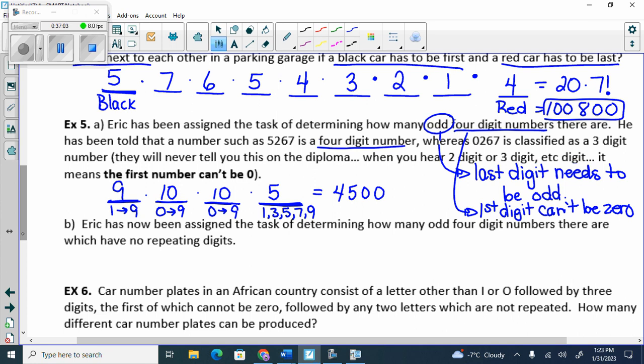I don't know if someone else does it, but I'm going to take claim to the fame. So Eric has now been assigned the task of determining how many odd 4-digit numbers there are. We did that already, correct? We just literally did that. But then it says, which have no repeating digits. So now the number 1111 is out. The number 1152 is out. The number 1521 is out. All those cases are gone. Can't have any repetition. We agree?